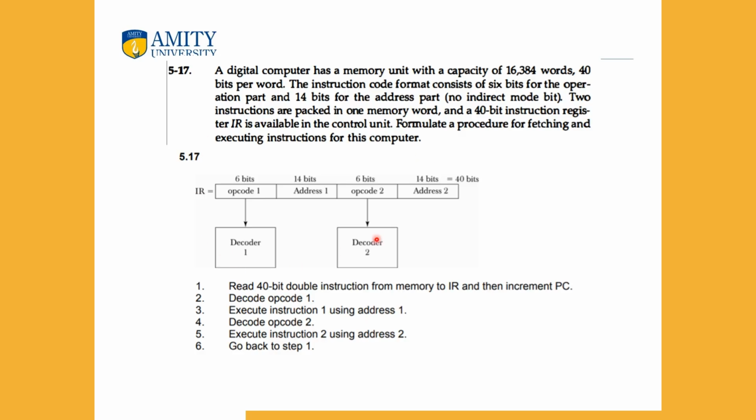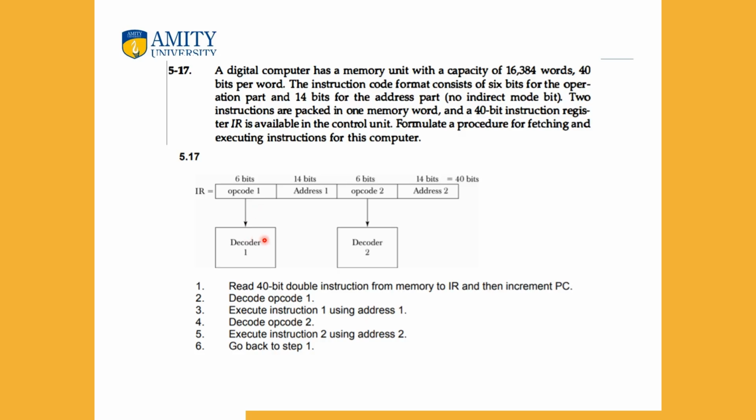So first of all, we can draw a rough diagram to understand what sort of instruction we have. We have the operation code 1 and address 1 for the first instruction, and then we have OP code 2 and address 2 for the second instruction, each of them being 6 bits and 14 bits, giving a total of 40 bits. And the OP code is sent to the decoder.